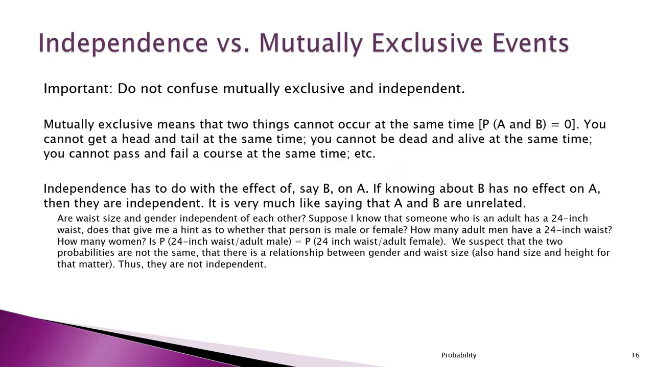It's very important to understand the difference between independence and mutually exclusive events. Don't confuse them. A lot of students tend to do that. Mutually exclusive simply means that the probability of A and B is 0. They can't occur together. It's more of a physical thing. You can't have a head and tail at the same time. You can't pass and fail the course at the same time. Those are mutually exclusive. So simply put, it's just the probability of A and B is 0.